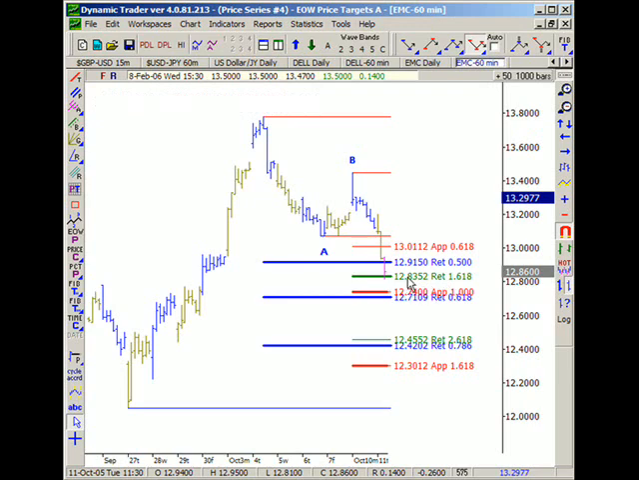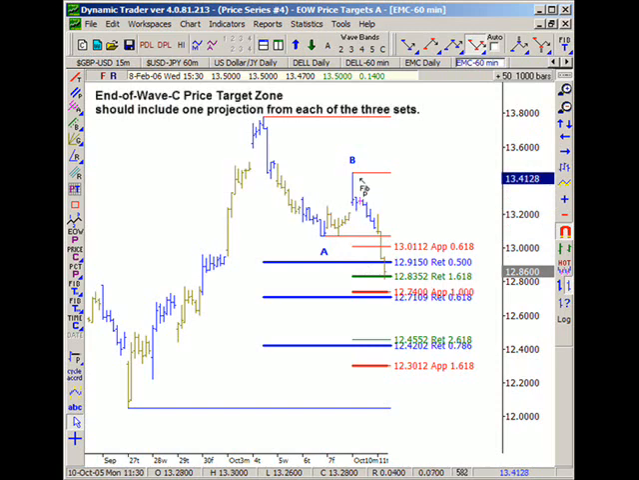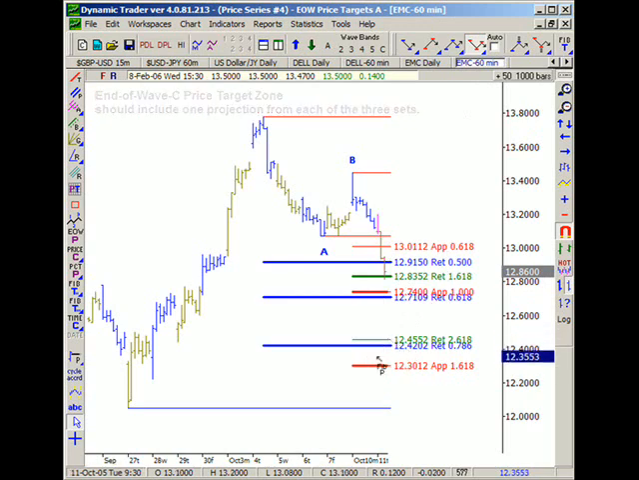Well, we have one projection from each of the three sets, all within a fairly narrow range. We have the 162% external retracement. We have the 100% alternate price projection, measuring section A, projecting it from B, and the 62% retracement. This zone has a high probability of completing this ABC correction, followed by a resumption of the bull trend to a new high. If the market were to take out this zone, then more than likely we can see right around the 1245 to 1230 includes one projection from each of those sets as well.